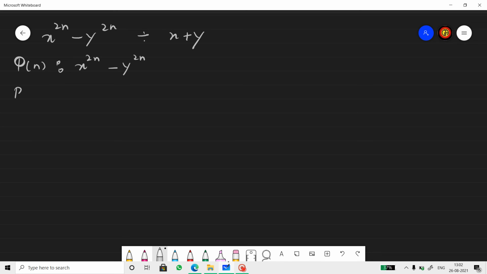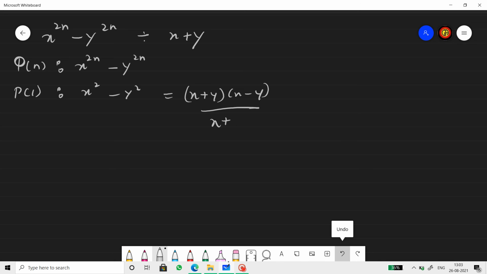Now when n is 1, we need to see whether the statement is true. Well, when I substitute 1, it's x square minus y square. x square minus y square is x plus y into x minus y. So do you think this is divisible by x plus y? Yes. x plus y into x minus y is of course divisible by x plus y because I can cancel it, isn't it? So P of 1 is true. So the given statement is true.